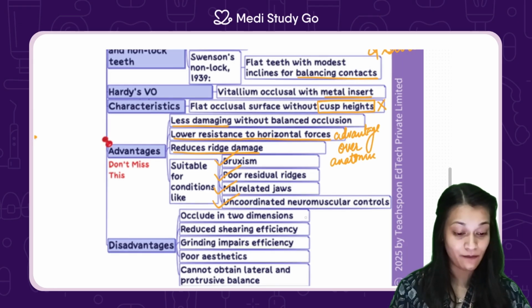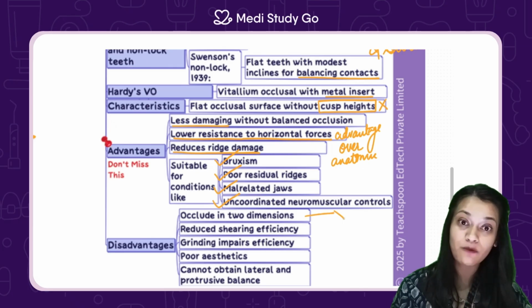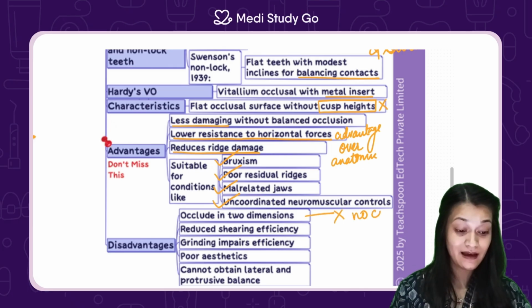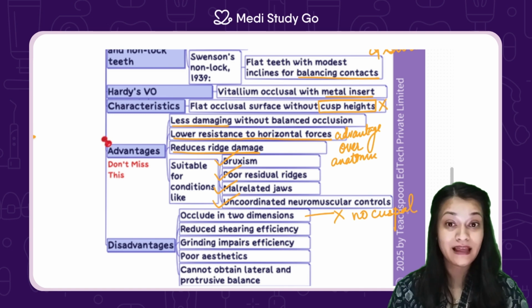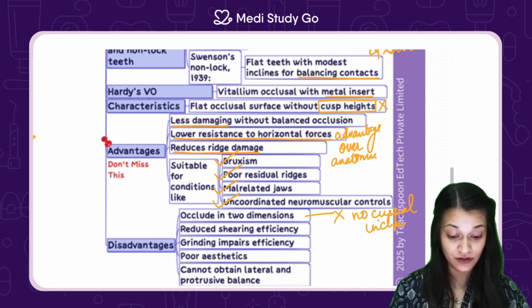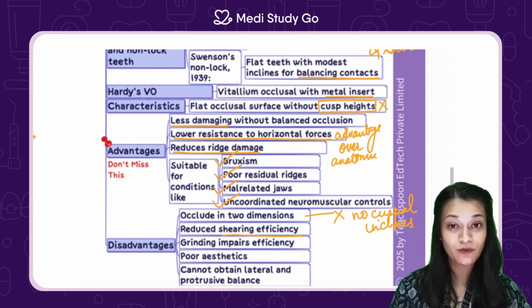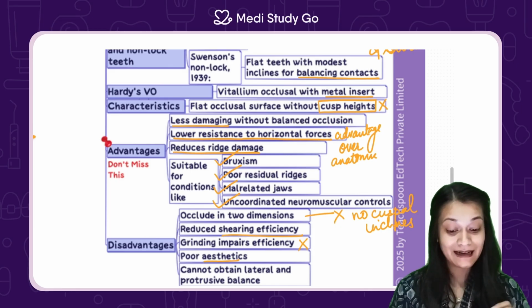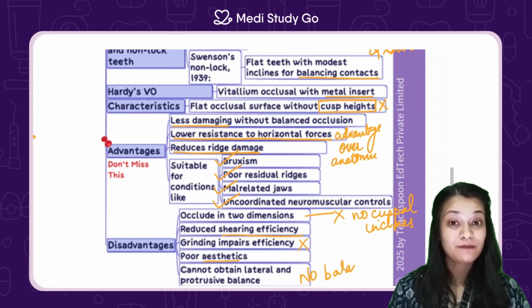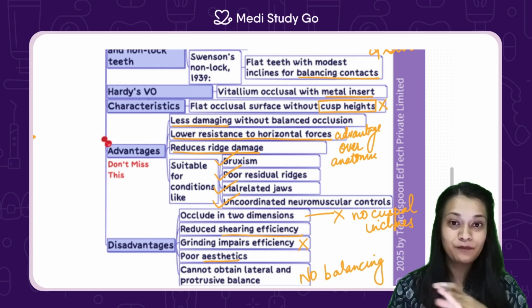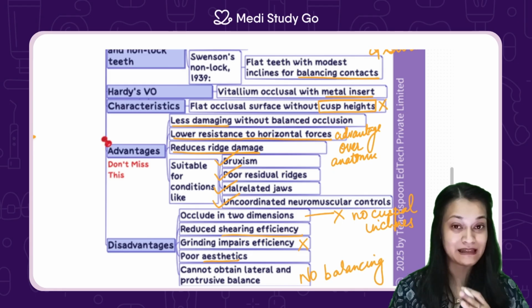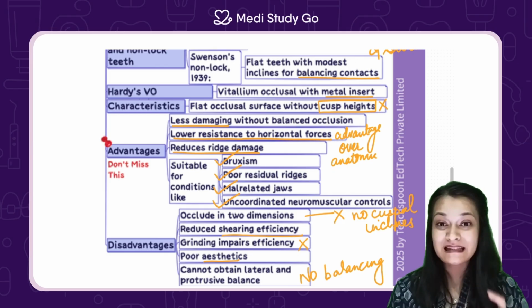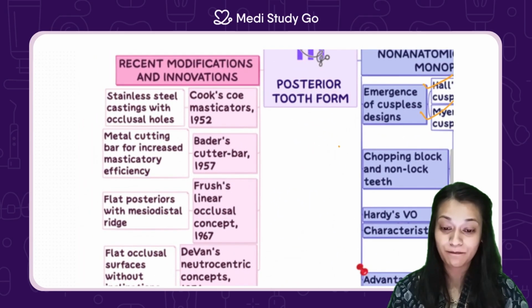But at the same time, what became the problem? Because there was no cuspal inclination present to lock, there was occlusion in 2 dimensions, which led to reduced shearing efficiency. The grinding efficiency was impaired. Aesthetics was not great, and at the same time, there was no balancing that could be obtained because there was nothing to give lateral and maintain lateral balance. This is where the balancing ramp came into the picture.